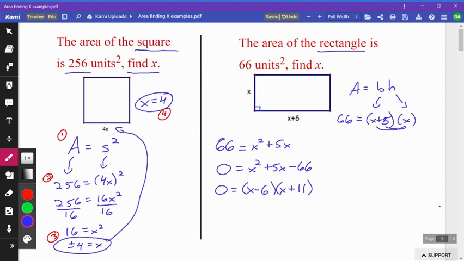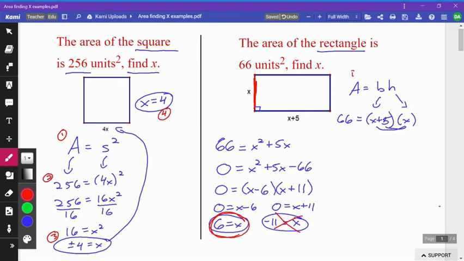So now when I'm solving it out, I said 0 equal to x minus 6. I said 0 equal to x plus 11. So now x is going to equal 6, or x is going to equal negative 11. Now when I check my answers, I know that this length cannot be a negative, so negative 11 doesn't work. So x equals 6 is going to be my final answer. And there you have it.